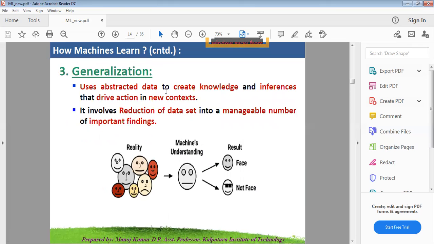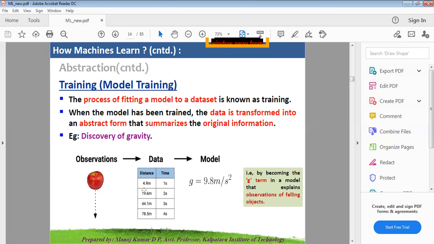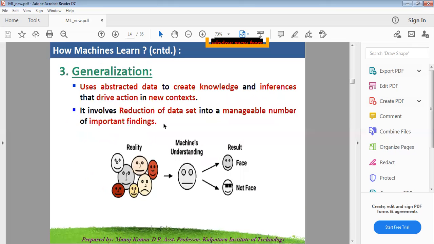So come to generalization. Now you see, use abstracted data to create knowledge and inferences that drive action in your context. What is abstraction? This is the abstracted data. So use the abstracted data to create knowledge and inferences that drive action. It involves reduction of the data set. So this is the reality.